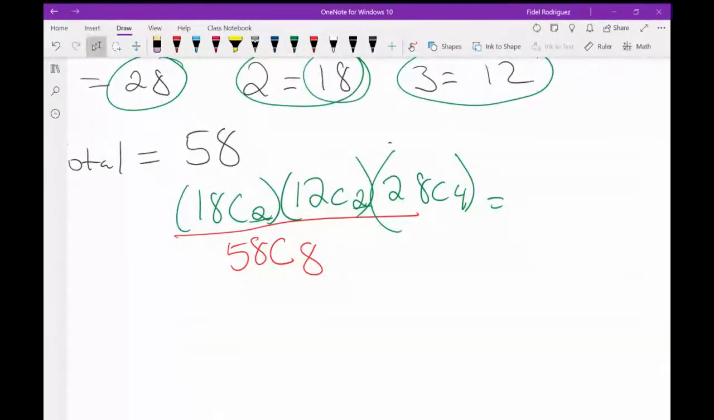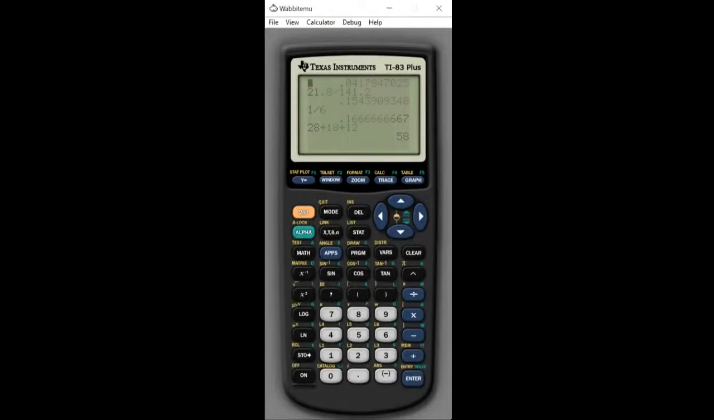I'm going to do this part on my calculator, y'all. Let me stop sharing the screen, and then I'm going to share my calculator so you can see exactly how I'm doing this. And yes, you guys can see this. Let me clear this out real quick.